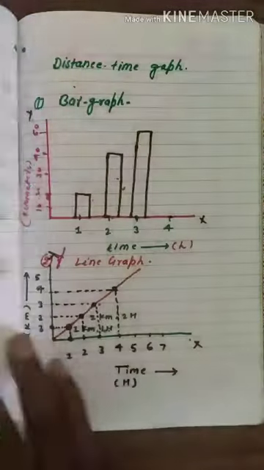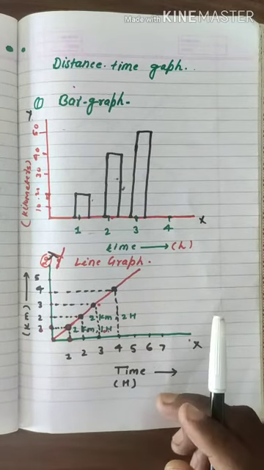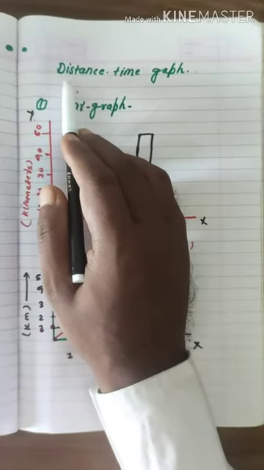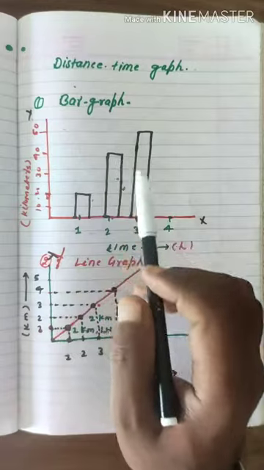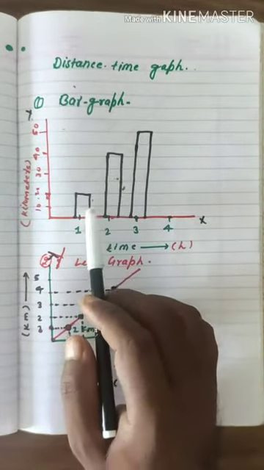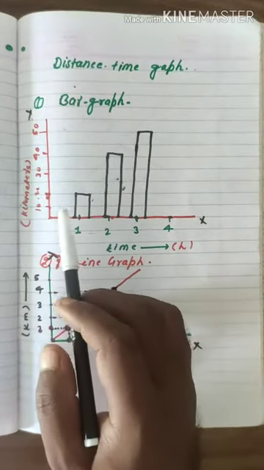So student, now we are going to discuss our last topic of the chapter motion and force, that is the distance time graph. You can show distance and time with the help of a bar graph. A bar graph contains a rectangular bar.